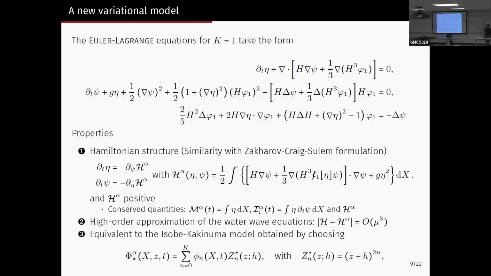The observation here is that this formulation is reminiscent of the Zakharov-Craig-Sulem formulation, like it is expressed on the canonical variables of the Hamiltonian system. It is also non-local, but instead of a full Laplace equation in 3D, we need to solve an elliptic PDE with variable coefficients in 2D.